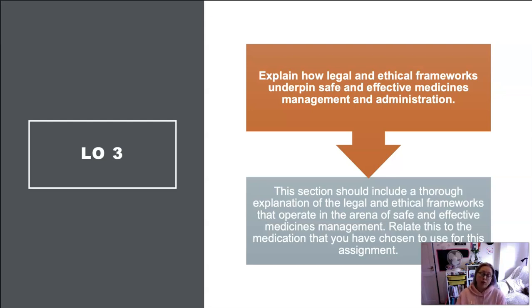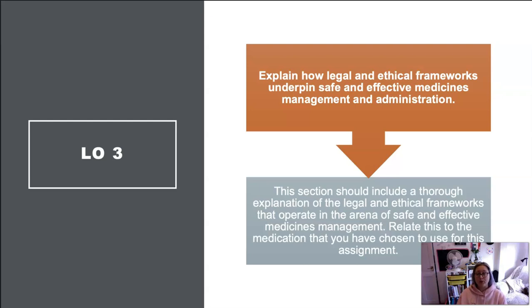So you might want to give me an overview of some of the legislation that is out there. It might be that you want to discuss some of the key things. It might actually be that within learning outcome 1, when you were talking me through the safe ordering, disposal and storage of these medications, you've already started to discuss the legal and ethical frameworks, because these underpin safe ordering, safe storage and safe disposal of medications. And learning outcome 1 and learning outcome 3 might start to blur together.